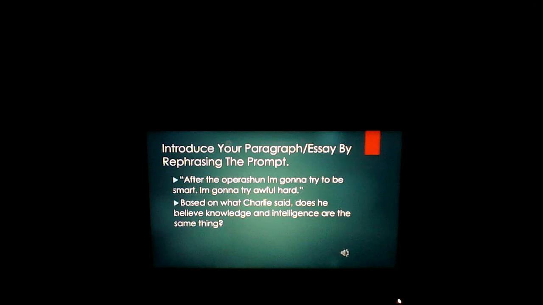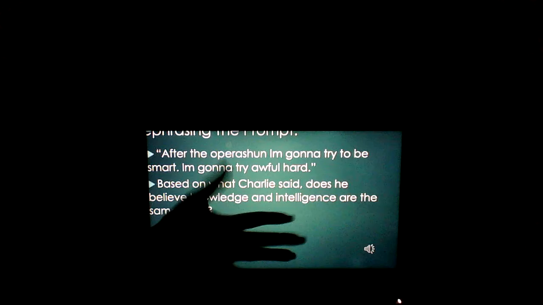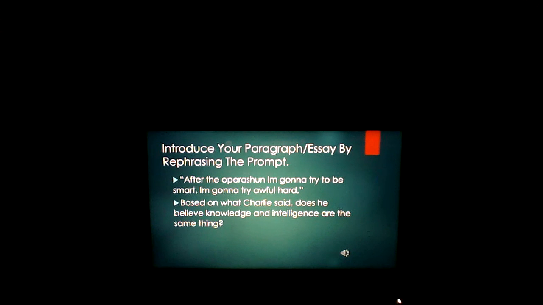In our case this week, we're going to look at Charlie's words, which are right here. Let's make that screen a little smaller. There we go. All right. After the operation, I'm going to try to be smart. I'm going to try awful hard. Those are Charlie's words. Based on what Charlie said, does he believe knowledge and intelligence are the same thing? That's our prompt. I will read it again. Based on what Charlie said, does he believe knowledge and intelligence are the same thing?